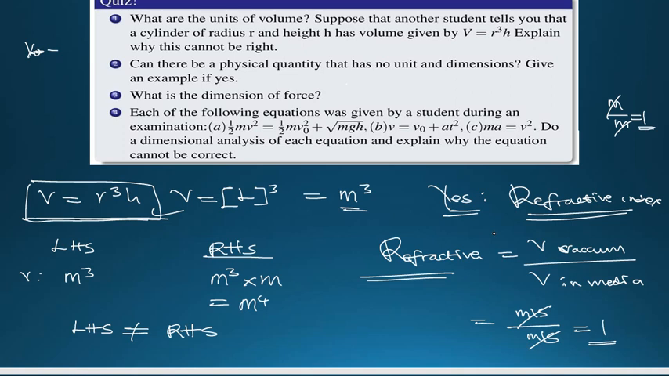If you are asked to show why, you do it the same way I've just shown here. You write the formula, and you also show how the units are going to cancel out.